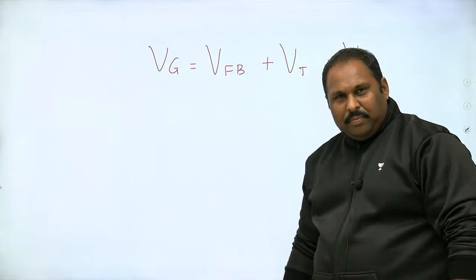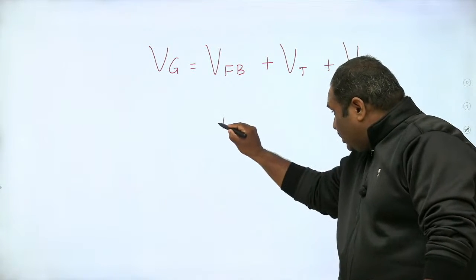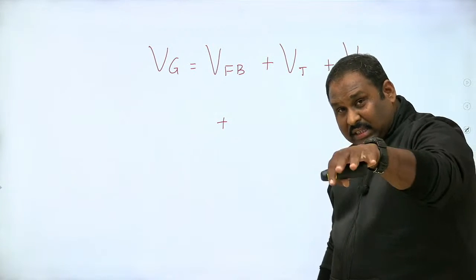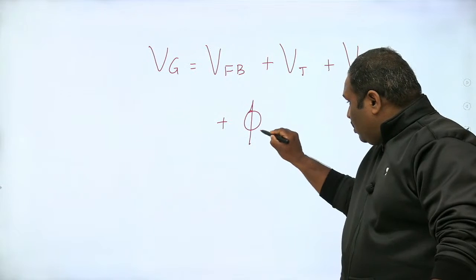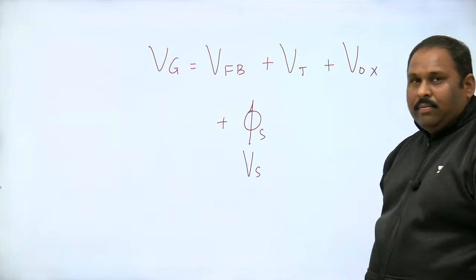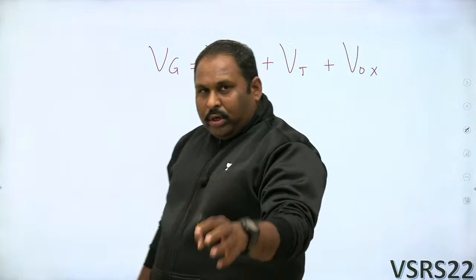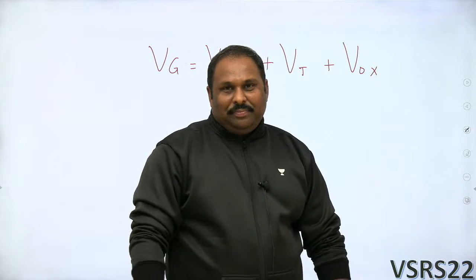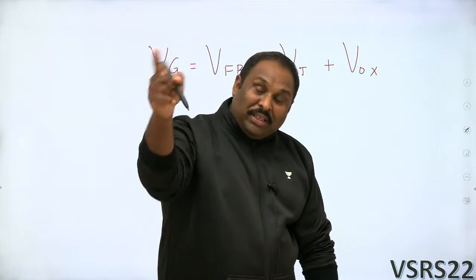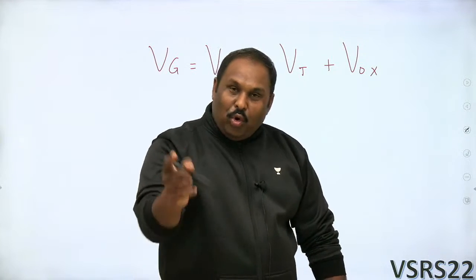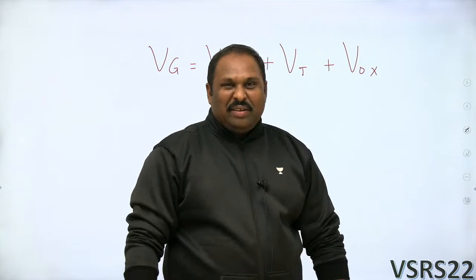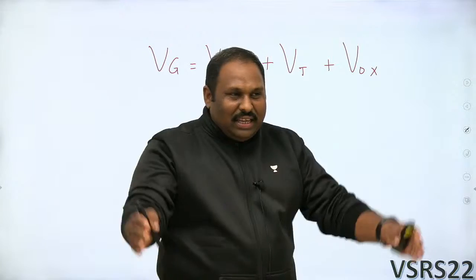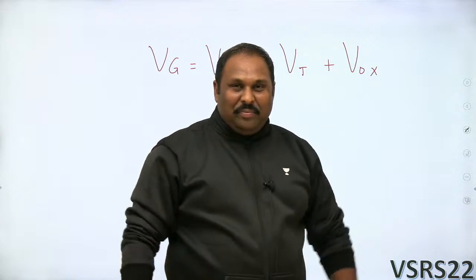ऑक्साइड लेयर के अक्रॉस भी होगा, प्लस द सरफेस पोटेंशियल Vs. So the voltage you have to give technically is to overcome the flat band potential, to overcome the threshold, to overcome your oxide layer voltage plus the surface potential. इन तीनों से आपकी गेट वोल्टेज बनती है.